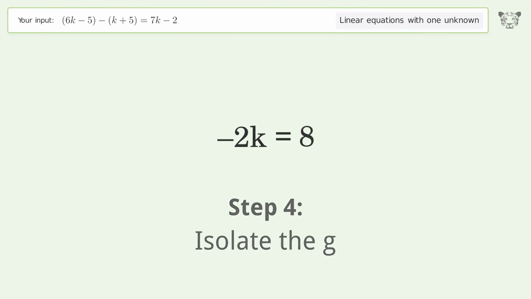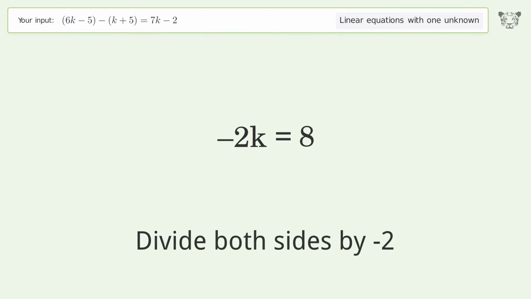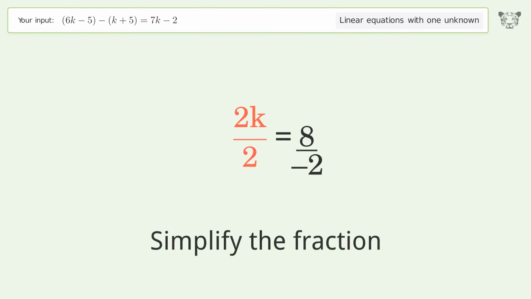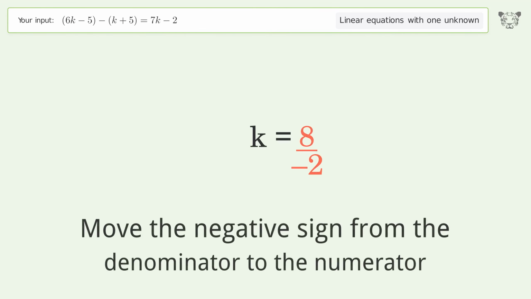Isolate the k. Divide both sides by -2. Cancel out the negatives. Simplify the fraction. Move the negative sign from the denominator to the numerator.